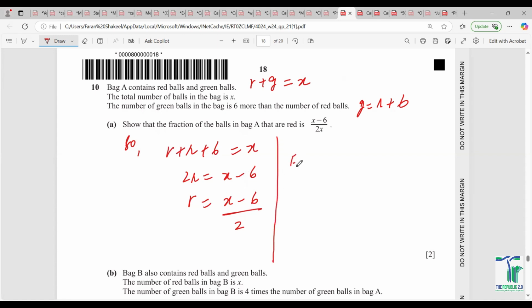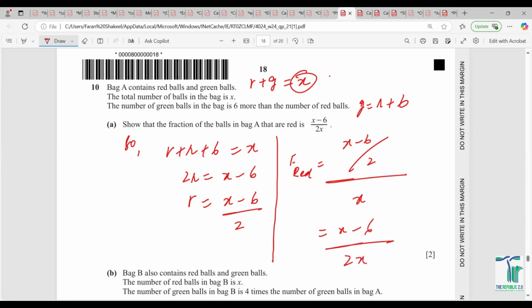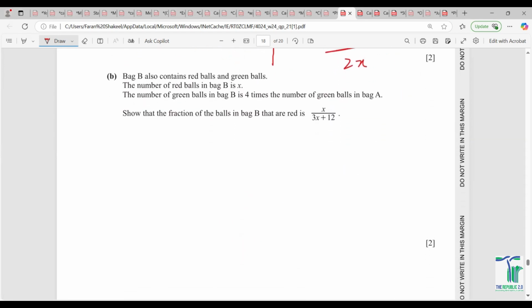You need to find the fraction of the red balls. So the fraction of the red balls is going to be X minus 6 upon 2, which are the red balls, and the total number of balls that we had was X. So we would just be having X minus 6 divided by 2X. Now, getting to the next question.